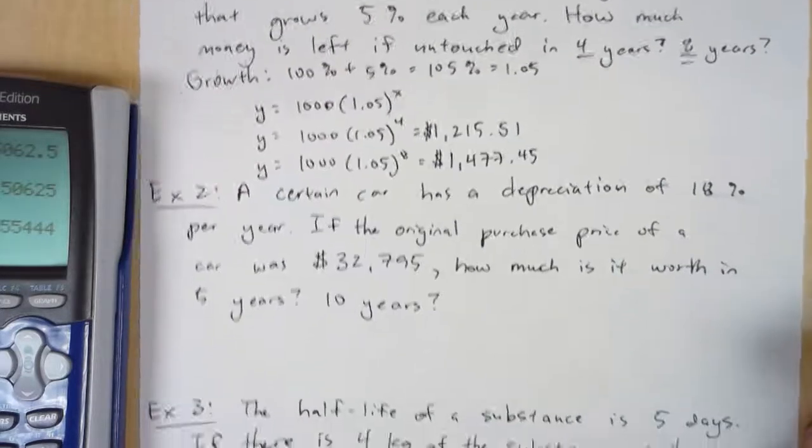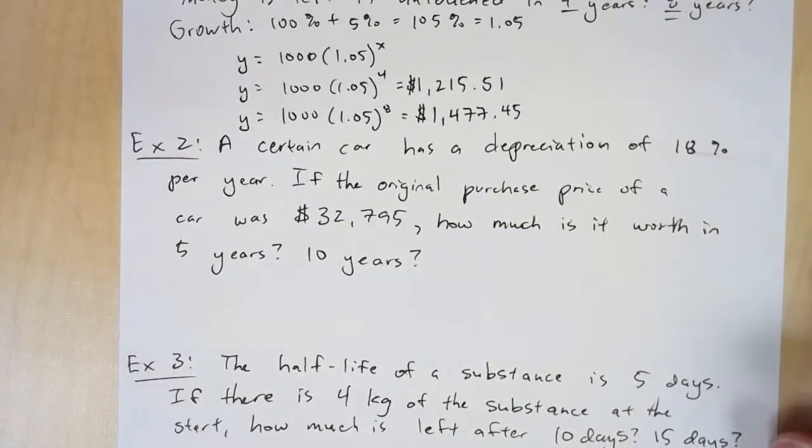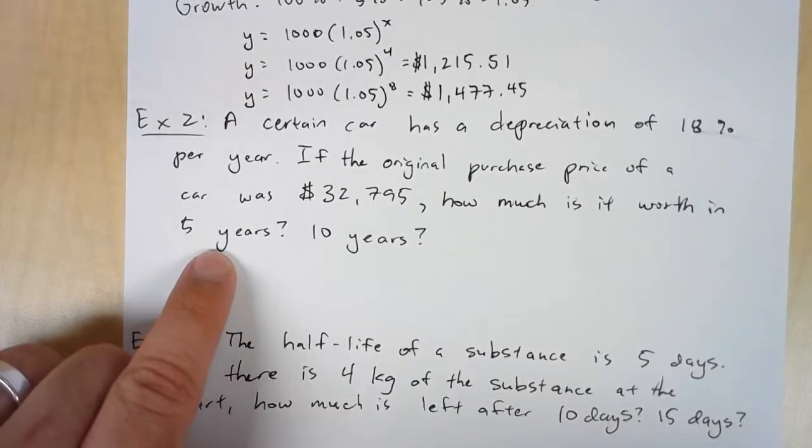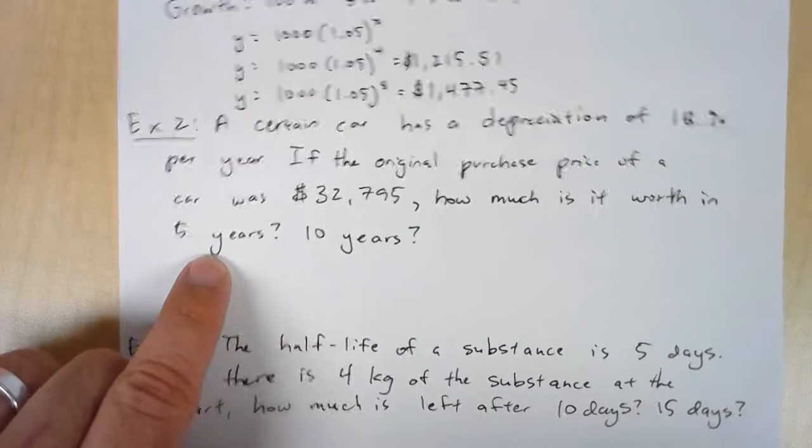Alright, so, example 2, a certain car has a depreciation of 18% per year. If the original purchase price of the car was $32,795, how much is it worth in 5 years? How about 10 years? I picked 5 years because that's usually when we get rid of our car loans, right? So usually we have a 5-year loan.